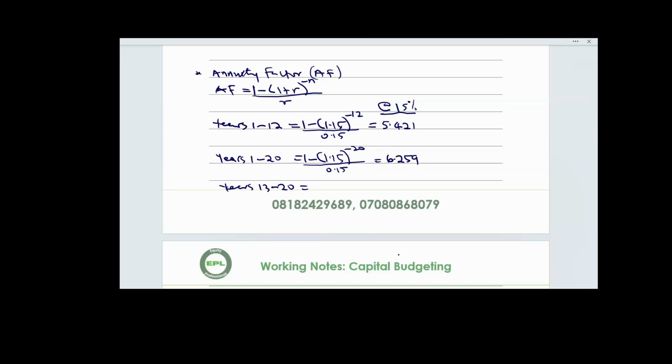So to get the annuity factor of years 13 to 20, you subtract the annuity factor of years 1 to 12 from that of years 1 to 20. That is 6.259 minus 5.421. What do you have there? 0.838. So that is how to calculate the annuity factor of years in between, that is from year 13 to 20.